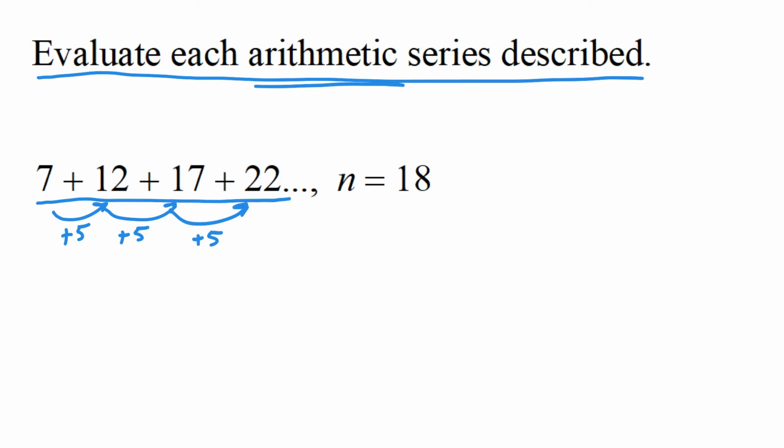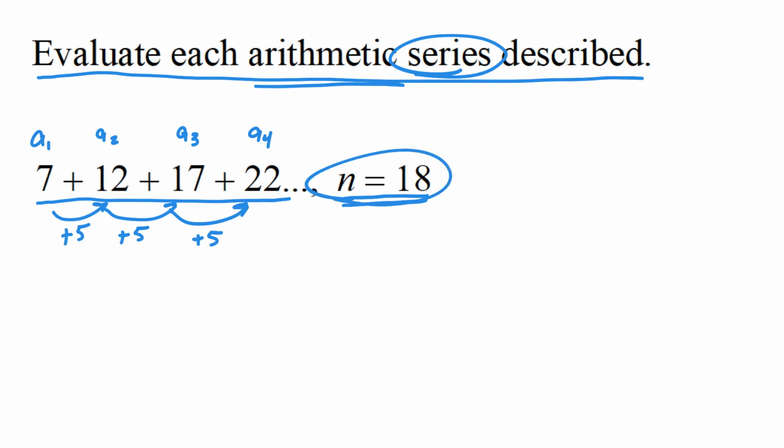Now what this is asking me to do, again, it's a series. It wants me to add up the first 18 terms in the sequence. This is the first term in the series, second, third, fourth, and they want me to go all the way up to 18. Now I could list all 18 of these and add them all the way, but what we probably want to do is create our formula.